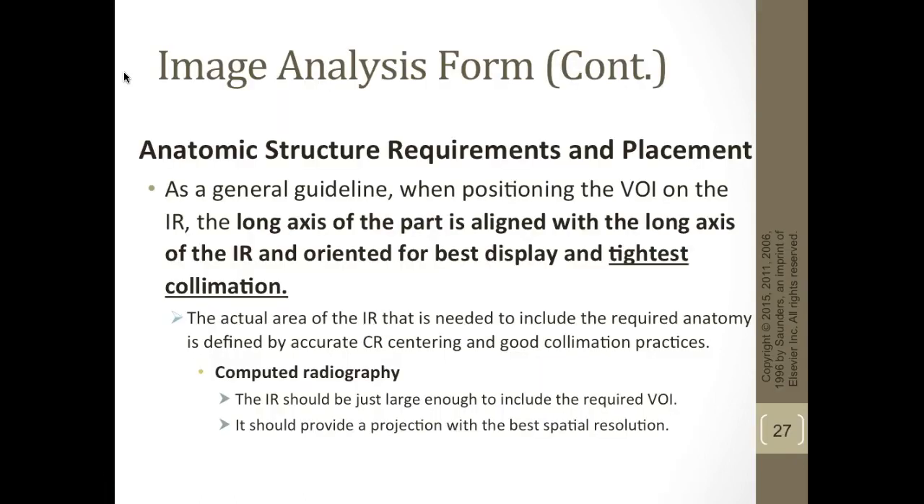Okay. So anatomical structure requirements and placement. As a general guideline, when positioning the VOI on the IR, the long axis part is aligned with the long axis of the IR and orientated for best display and tightest collimation. Tightest collimation is key. So the actual area of the IR that is needed to be included is the required anatomy, defined by the accurate CR centering and good collimation practices. Due to that divergent beam, you need to make sure that you are centered to the VOI.